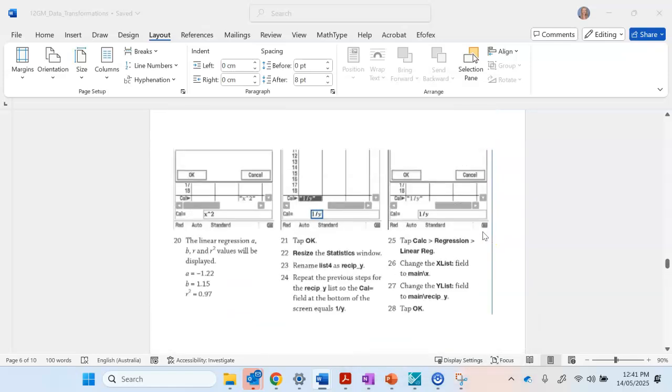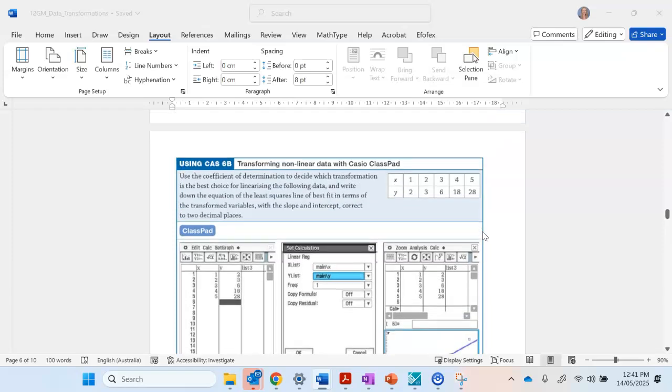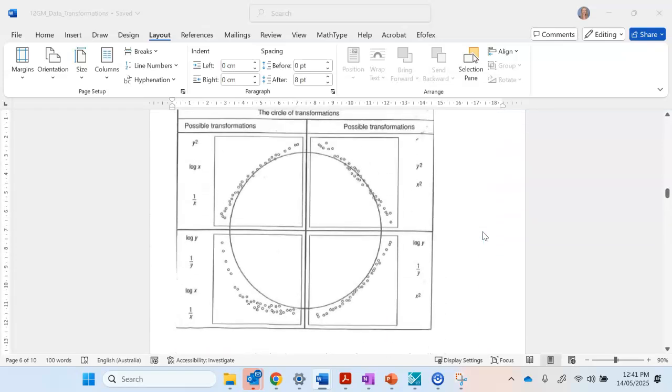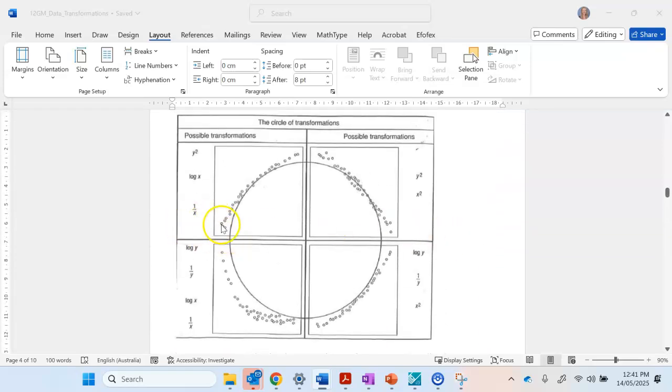All right, so your circle of transformations is this here. So our scatter plot follows this top left corner. So we're just confirming that it's y squared, log x and 1 over x. The reason this question has told us that it's those three is because it's also going to tell us what transformations to do. So if you weren't told which transformations to do, you do need to look at this circle of transformations.